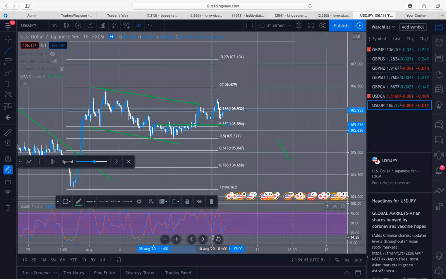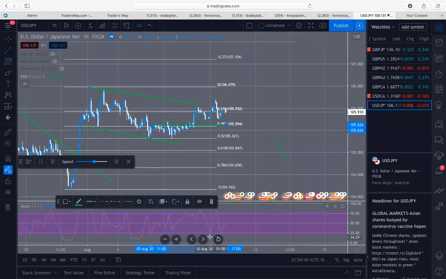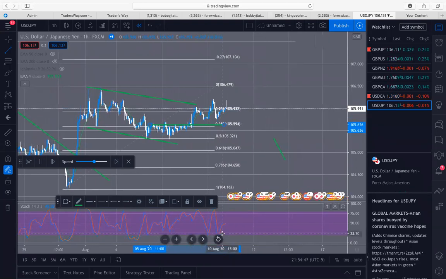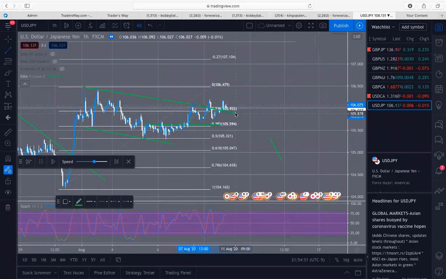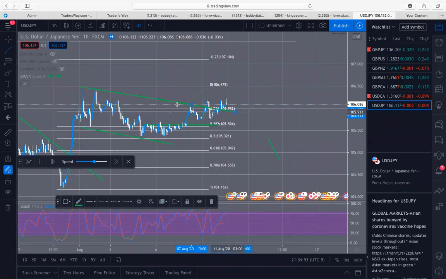You can see where the market is down here on the oscillators, right down here in the oversold area. Finally got a break of this trend line.